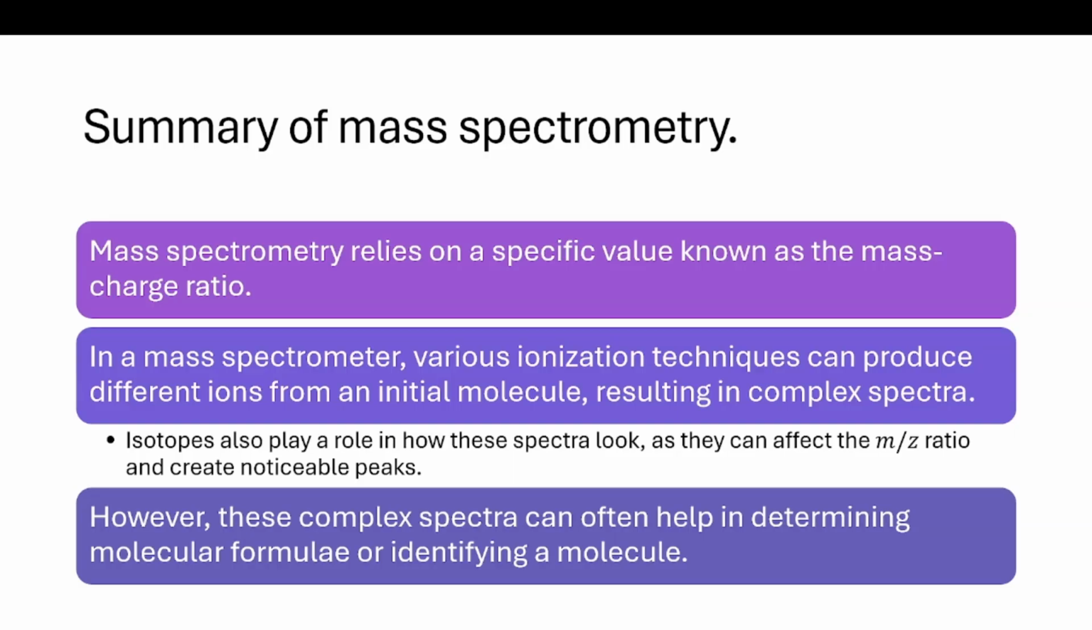So just for a quick summary, I'll let y'all type your questions in Lectureland. Mass spectrometry relies on a specific value known as the mass-to-charge ratio. In a mass spectrometer, we can have various ionization techniques that produce different ions from an initial molecule. In fact, isotopes can play a unique role in how these spectra look, because they can create different peaks based on their relative abundance. While mass spectrometers can create complex outputs, they can often help in determining the exact formula of a molecule or identifying that molecule.